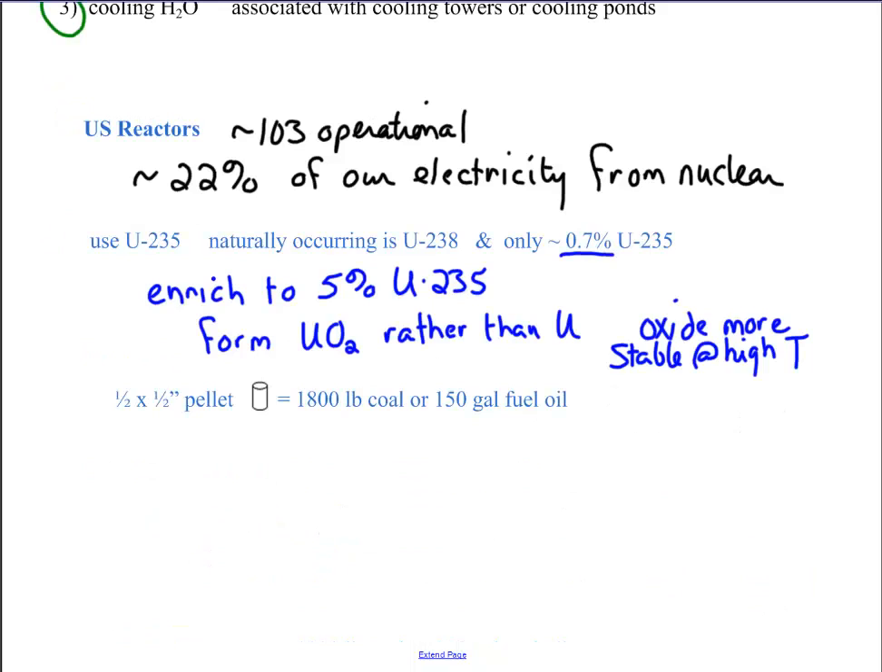A uranium pellet, 1/2 inch by 1/2 inch, so a 1/2 inch diameter by 1/2 inch tall, will provide energy equivalent to 1,800 pounds of coal or 150 gallons of fuel oil. So a very, very small amount of matter produces a very, very large amount of energy.